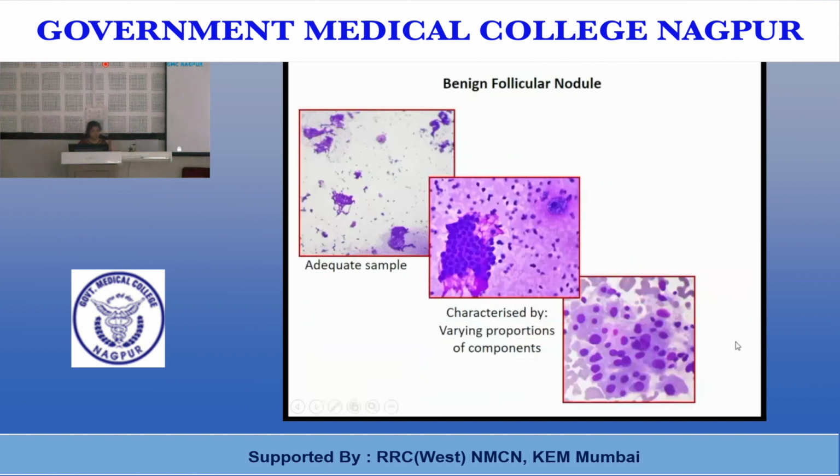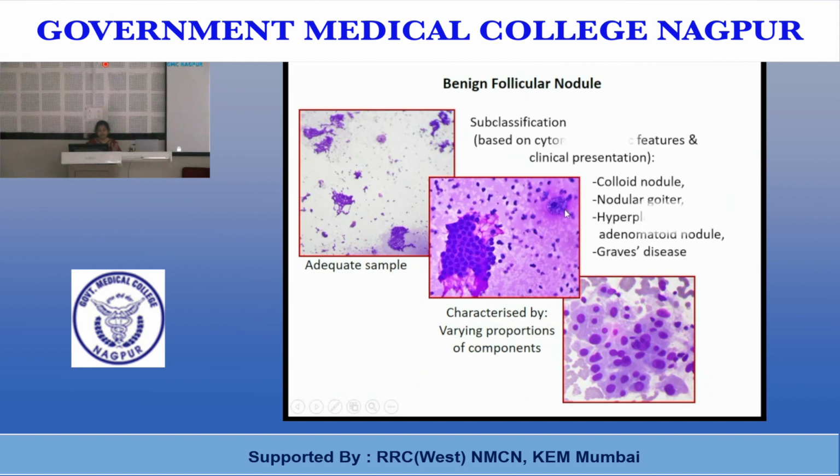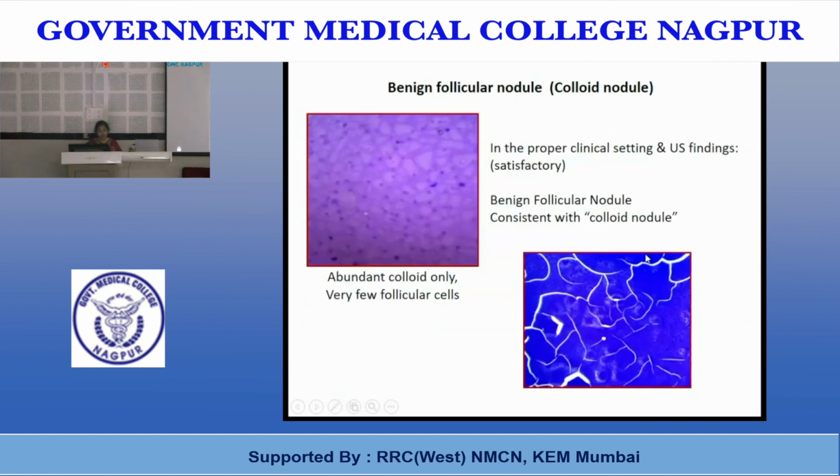Now let's begin with the benign follicular nodule, which is a term used for an adequate sample characterized by abundant colloid, varying proportion of follicular cells, Ashkenazi cells, and macrophages. Based on this cytomorphology and correlating with the clinical presentation, you can subclassify it into any of these. Now, a colloid nodule, you will have abundant colloid, very few follicular cells, and I have already told you that in the proper clinical setting and correlating with the USG findings, you can give it as satisfactory and consistent with a colloid nodule.